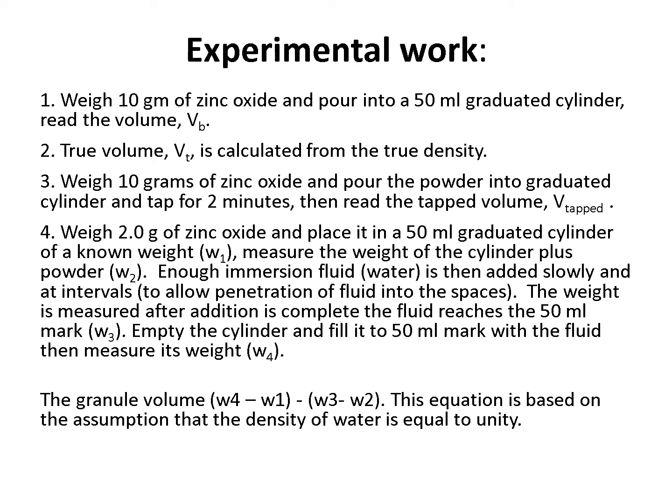Then the fourth step, you have to discard all the suspension of zinc oxide and water, clean the cylinder and dry it from outside, re-empty it, refill it again using water to the 50 ml mark, weigh it again, and by subtracting these four weights you can get the granular weight or granular volume of the powder, because W4 minus W1 is the weight of the cylinder containing the water minus the weight of that cylinder. That means it's the weight of 50 ml water.